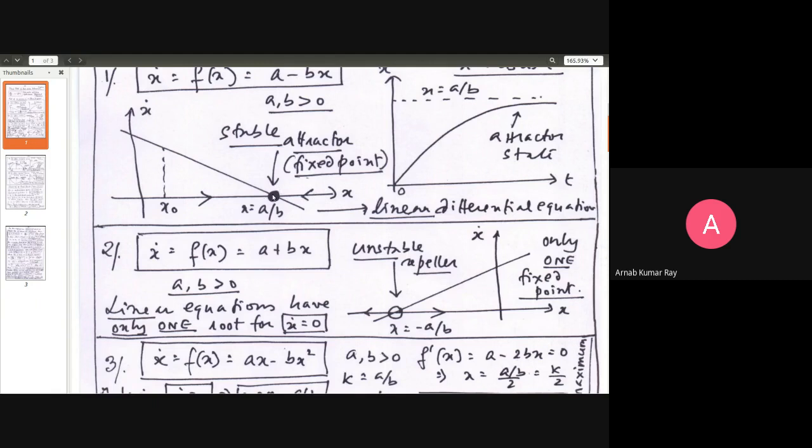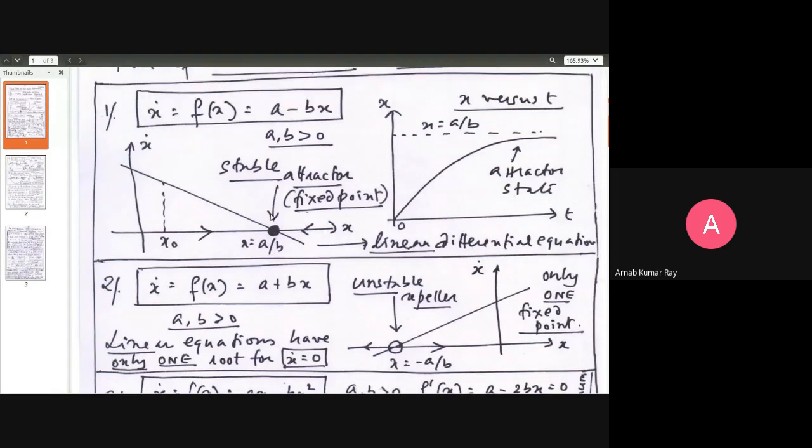But now you come to this side, right? On this side, beyond this black dot, the arrow is assigned a leftward direction. Why so? Because here, this x dot function has fallen below the horizontal line. Below the horizontal line, x dot is negative. So here, x dot being negative means that as time increases, x decreases. So if you were to have started from this side, x will decrease and you will reach here. And what is this limiting value? The limiting value is a by b.